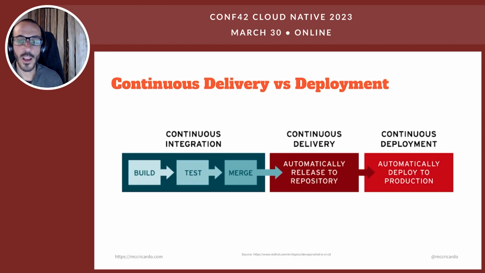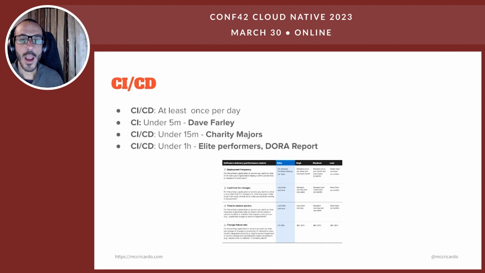But the idea here, if you want to separate continuous delivery and continuous deployment, is that with continuous integration, you build your software, you test it, and you merge that into some form of main branch. With continuous delivery, you get to a point where the software is ready to be put in front of users, and continuous deployment is the process where you actually put software in front of your users. In practice, what does that mean, CI/CD?